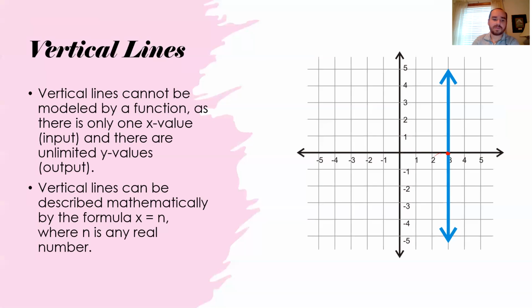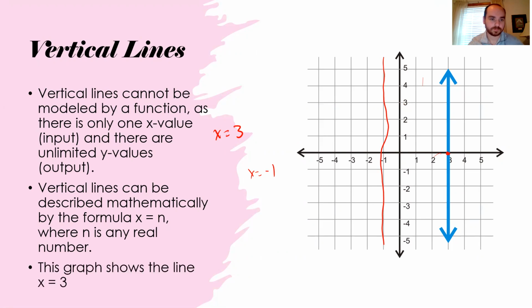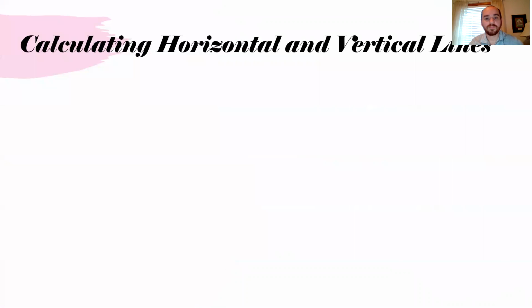But vertical lines can be mathematically described by the formula x equals n, where n is any real number. So again, same thing. In this case, we have x equals 3. If we wanted to draw the line here, that'd be x equals -1. We could go pretty much wherever you want. You can do a fraction, you can do 1.5. It doesn't really matter. But the point is, for a vertical line, you're going to have x equals whatever number that line is on. So yeah, this graph shows the line x equals 3.